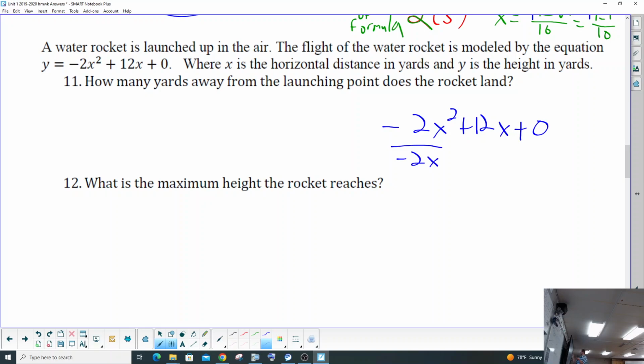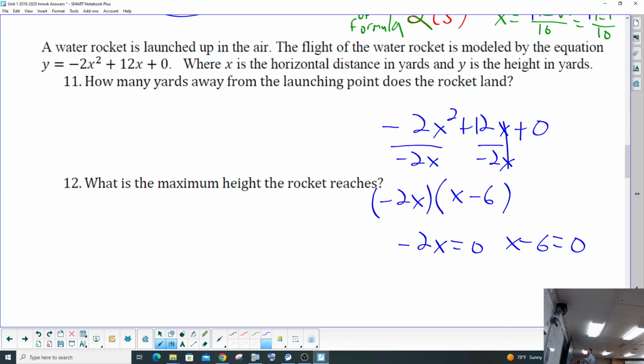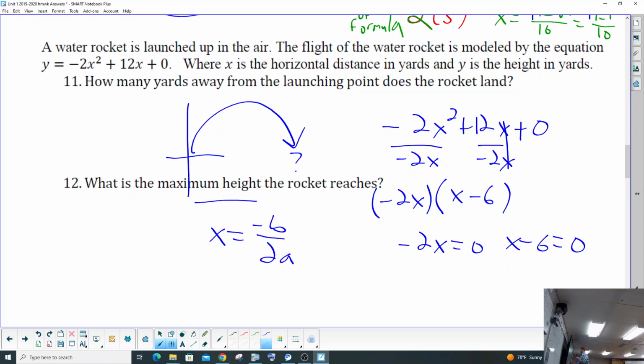Cool. Okay, so then we have our water rocket launcher: -2x squared plus 12x plus 0. My hint is we want to factor this, and I would pull out a -2x. When you do that, you end up with x, and 12 divided by -2 is -6. Those are the two factors that you want to set equal to 0.